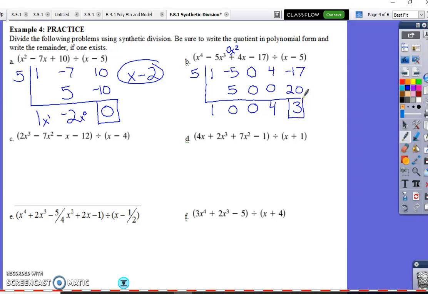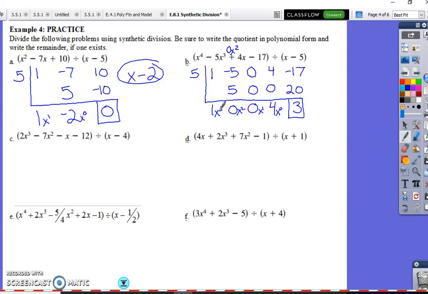Again, this is my remainder. That is the pattern you will follow for each of these. So hopefully you've gotten that figured out and you're following that pattern. Now, working my way backwards, if this is my remainder, this is my x to the 0 term, this is my x to the 1 term, this is my x to the 2 term, and this is my x to the 3 term.